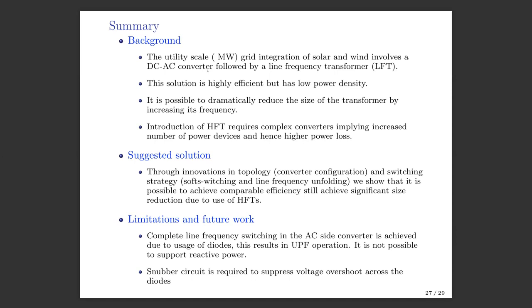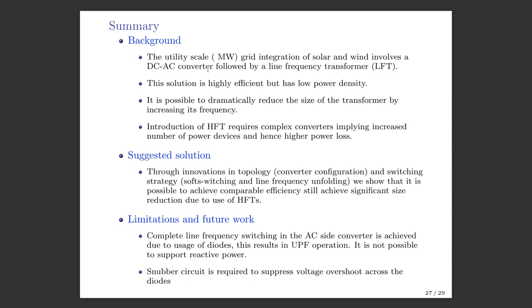The limitations, yes, there are big limitations here. So one thing is that you see that the complete line frequency switching that we achieved in the AC side converter is because of the diodes, right? Now the diodes simply did the rectification, but this results in UPF operation. Now, UPF operation is a beautiful thing, right? We always want UPF operation. For when you want to transport a given amount of power, you want the power factor to be unity. That is the best case.